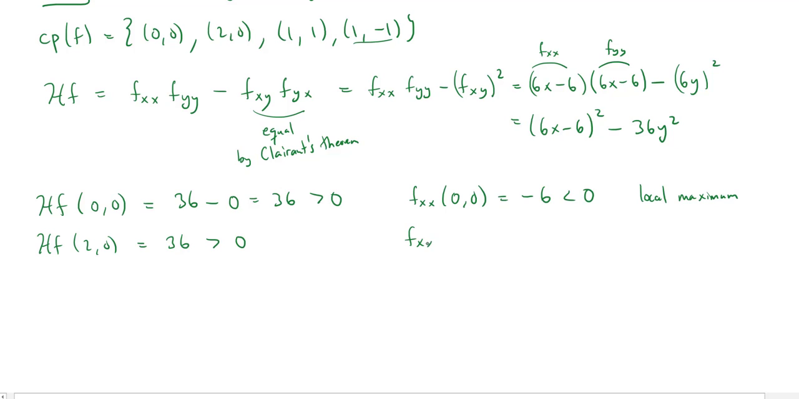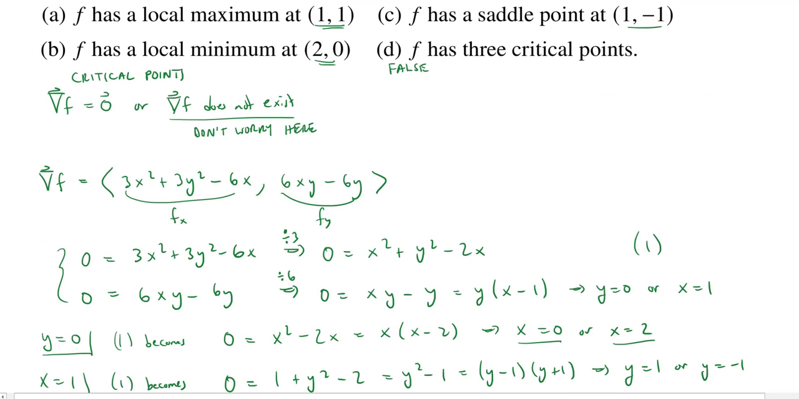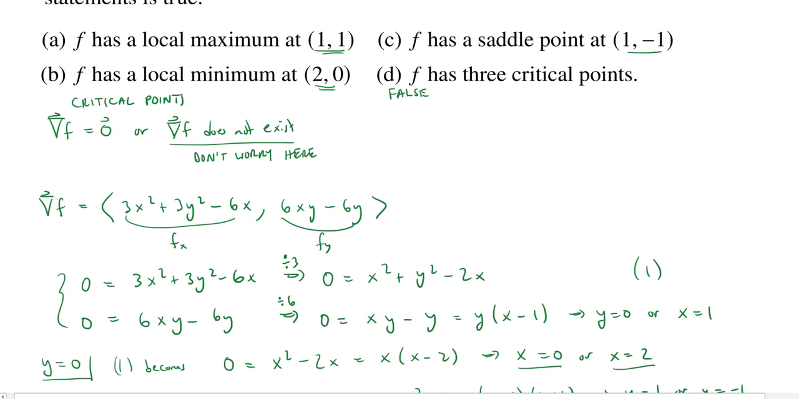So again, we'll check the second partial derivative. And now we get 12 minus 6, which is 6. Ooh, which is positive. That tells us that in the x direction, we're getting upward concavity, which means we actually have a local minimum. Let's go back up and check what the claim was at (2, 0). It was that we had a local minimum. Hey, that's exactly what we wanted. Cool, so this one is true.